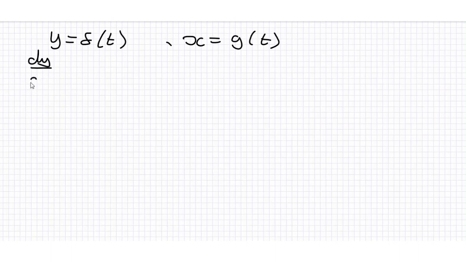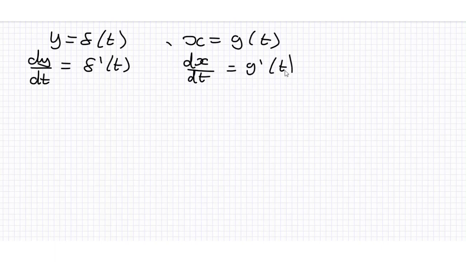So if y is some function of t and x is some different function of t, we know from our rules of derivatives that dy by dt is equal to f dash of t. That's just a notation thing. And dx by dt, again we can write it as g dash t. The point here is that with this we know easily how we can find the derivative of y with respect to t and the derivative of x with respect to t. We just differentiate our function with respect to t.